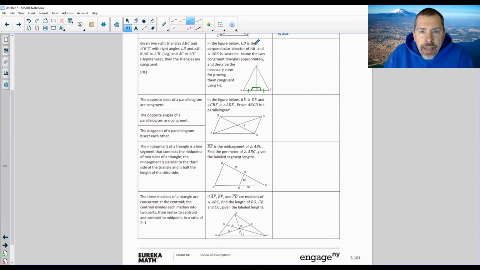Okay, and it says, and triangle ABC is isosceles, which means AC is equal to BC. Isosceles means two sides are congruent, and the altitude can't be equal to half of one of these sides. So it's got to be these two. All right. And describe the necessary steps for proving them congruent using HL.